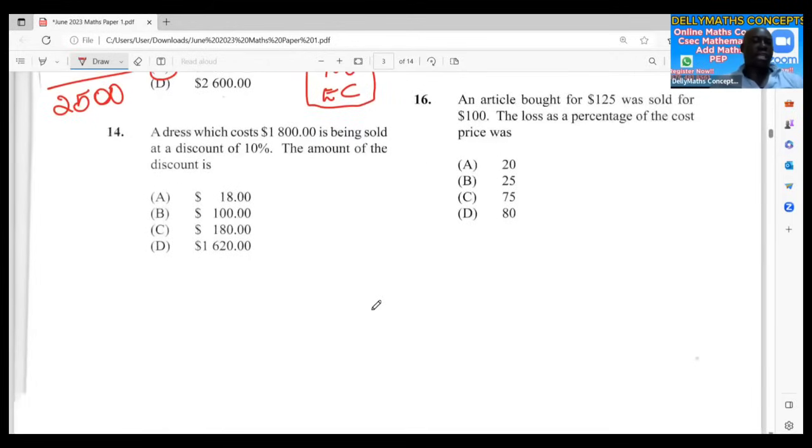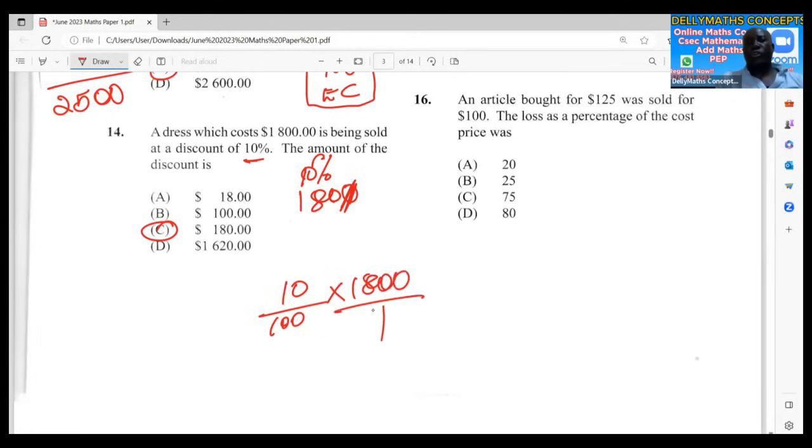A dress which costs $1,800 is sold at a discount of 10%. The amount of the discount is what? There are a number of ways. If you know a figure and you want to find 10%, you easily drop off the zero at the back, and that is 10%. That's 180. Let us say that you don't know that. You could simply work this out by saying 10% of 1,800. So you could now cancel your zeros. For example, these two zeros here could have canceled these two. So 10 times 18 will give 180. You still would have got that, right?